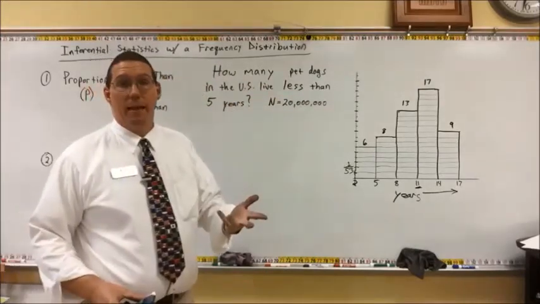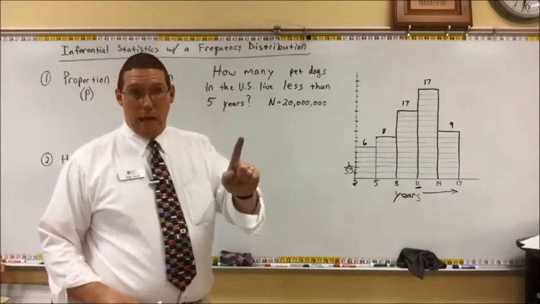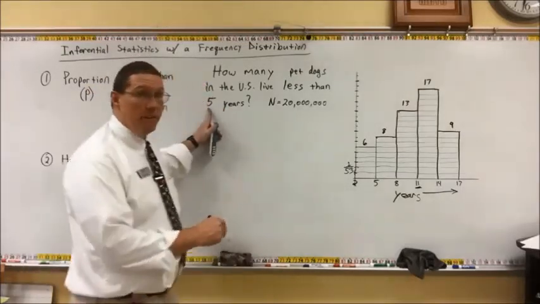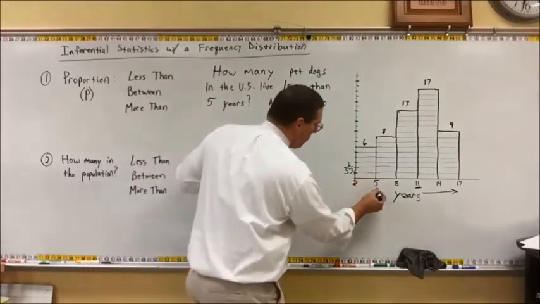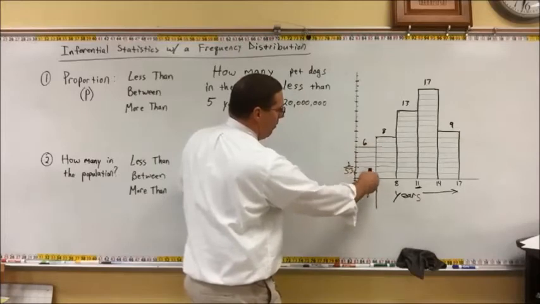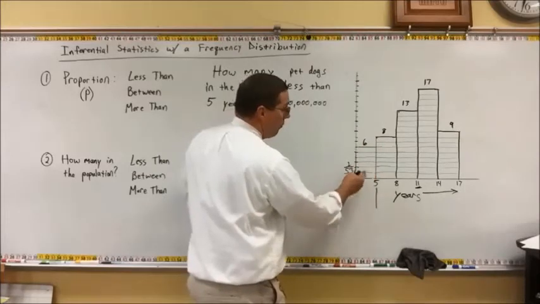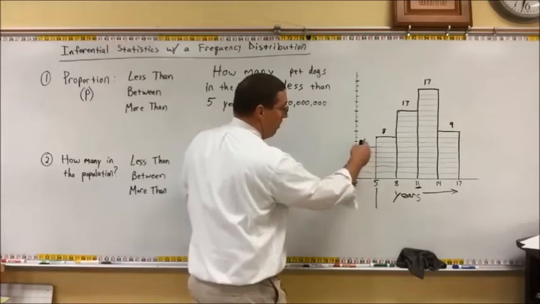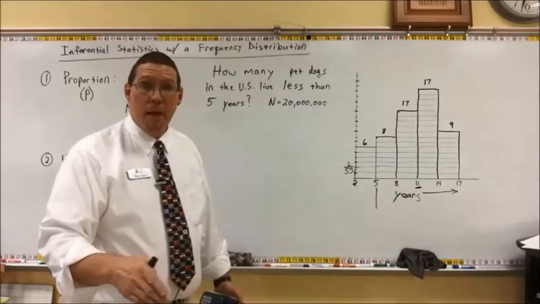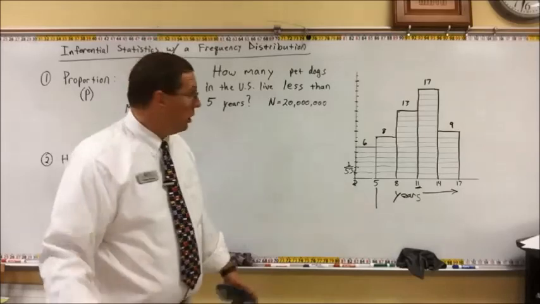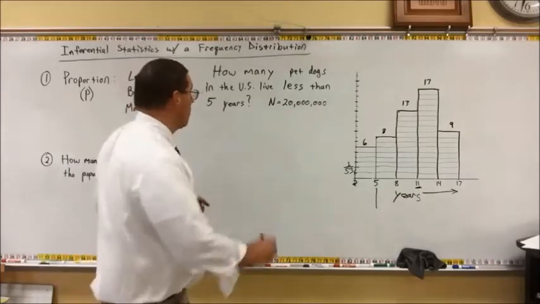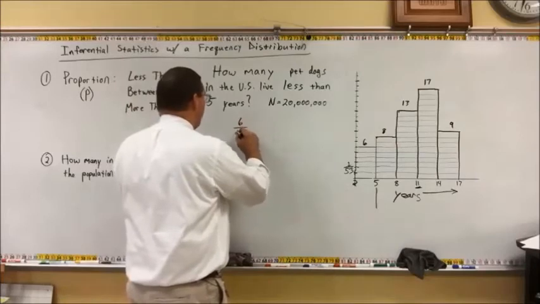Okay, so less than means we need to find one line and go to the left of that line. So we're looking for 5 years. Well, here's the 5, so that's what we're looking for. And we want all the blocks to the left of that line right there. Okay, so that's really only 1, 2, 3, 4, 5, 6 blocks out of 53. So we need the proportion. Then we're going to multiply the proportion times the population, which is 20 million pet dogs. So it's going to be 6 out of 53.